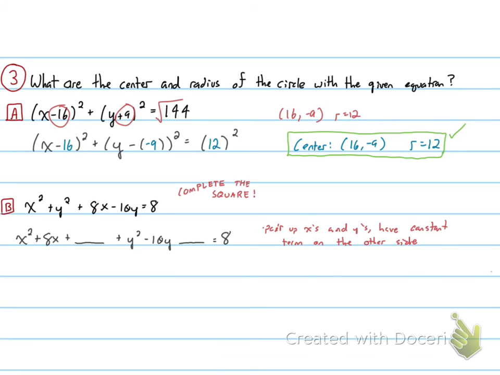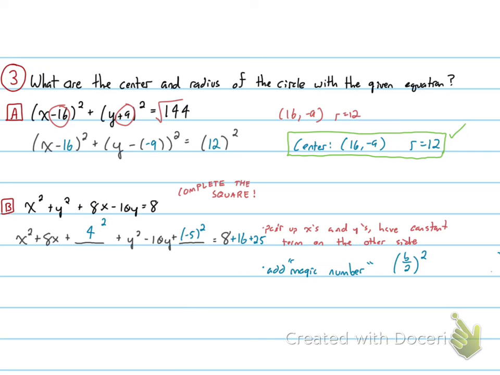Once I'm at this step, I'm going to add that magic number, which as a reminder is b over 2 squared. So for my first magic number here, I take 8 over 2 squared, which is 4 squared. If I'm adding 4 squared on the left, I have to add it on the right. 4 squared, as we know, is 16. Same thing here. I'm going to be adding negative 5 squared on both sides. Negative 5 squared is 25.